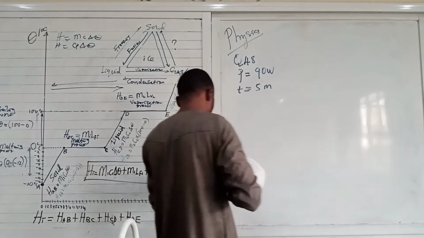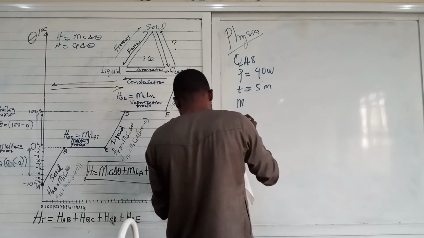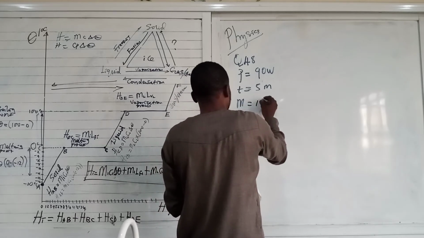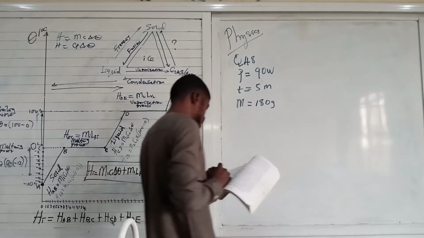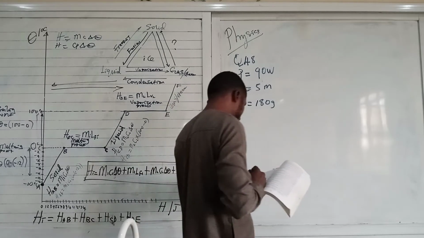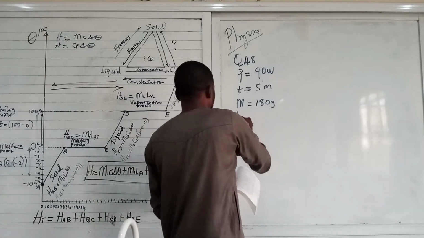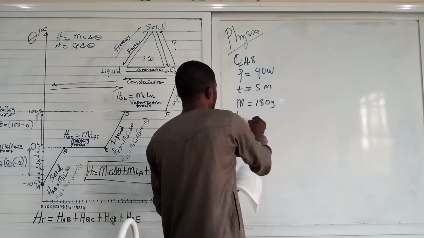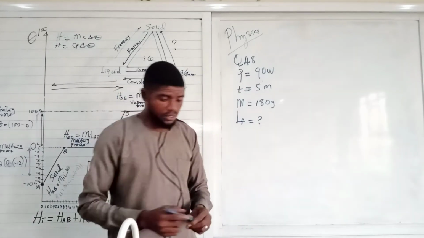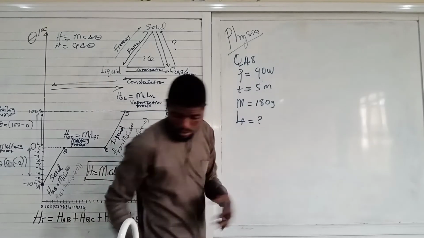So let's run on. The mass of the metal is given to be 180 grams. And then, neglecting energy losses to the surrounding, they are asking us to calculate the specific latent heat of fusion. Specific latent heat of fusion is the quantity of heat energy that is required to melt that substance. So the information is complete.